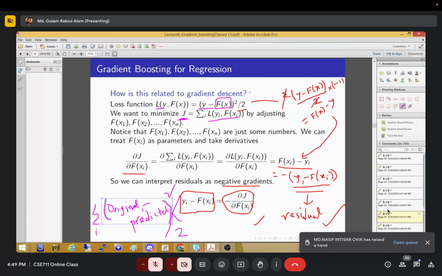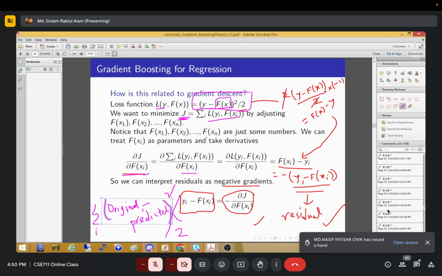Then if we take the derivative of this equation with respect to f of x, what will we get? Consider this is our J, the loss function. So delta J by delta f of x_i is the same as delta of the summation of L of y_i and f of x_i divided by delta f of x_i, that is delta L with respect to f of x.